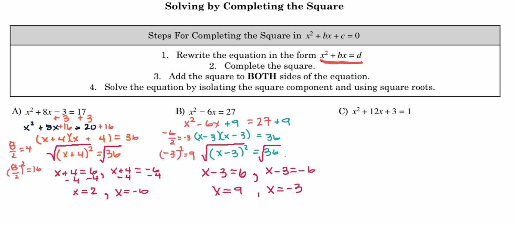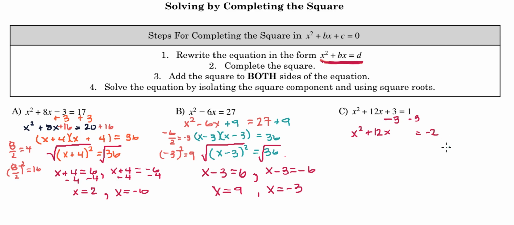Moving on to our last example, example C. First thing we're going to do is make sure it looks like, that's right, this guy right up here. So we're going to subtract that 3. We want to get rid of that constant term, and we get x to the power of 2 plus 12x is equal to negative 2.